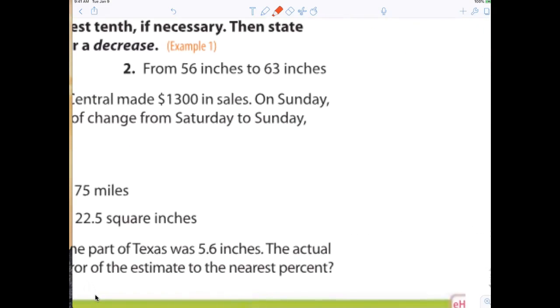All right, here we go. Miss Hulsman, you're up. Number 2. What do I do? Okay, and what did I get? What do I get? Shh, don't help her.